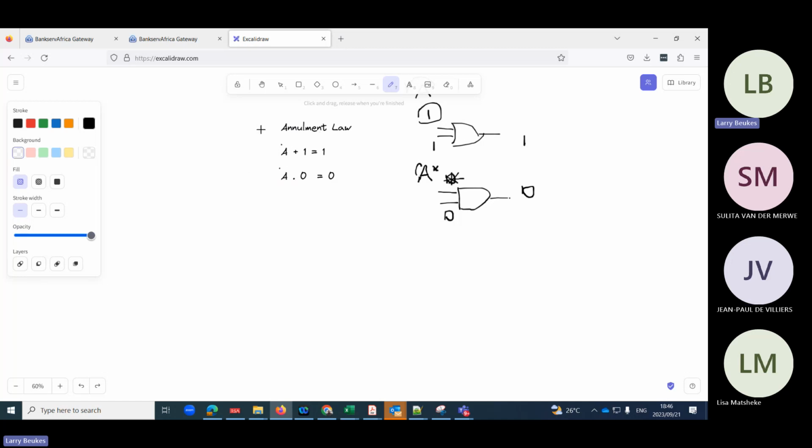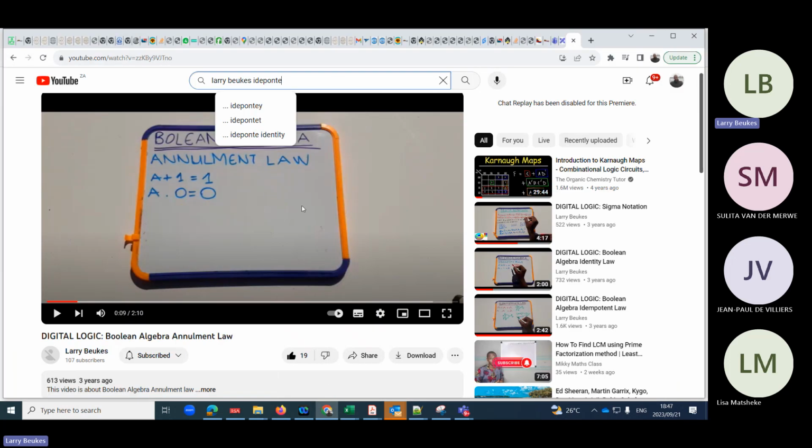There has been an exam where you were asked the name of the law. I know it's not in any of your textbooks, and even in my notes I don't have the names. That's why I just put them on YouTube. So you should rather forget about the dominance law and call it the annulment law. Yes, thank you. That's a very good question.